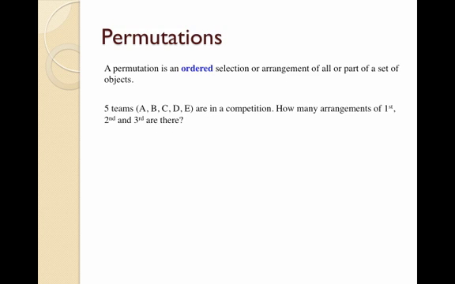Let's say that there are 5 teams in a competition, and we want to know how many arrangements of first, second, and third there are. Let's start by drawing up 3 positions for first, second, and third. How many of the teams could come first?